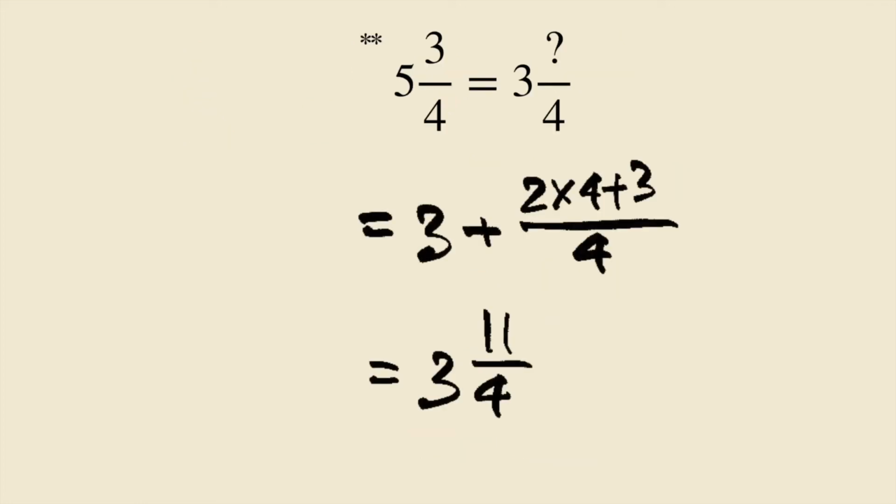So here we are going to say, all right, you got 5 wholes, right? Okay, let's take 3 wholes out to account for this number here. What are you going to be left behind with? You're going to be left behind with 2 wholes because you started out with 5 wholes. So the 2 wholes times 4 gives us 8 plus 3. That's 11/4. Therefore, the missing number is 11.